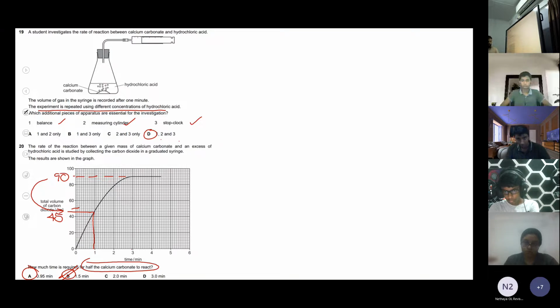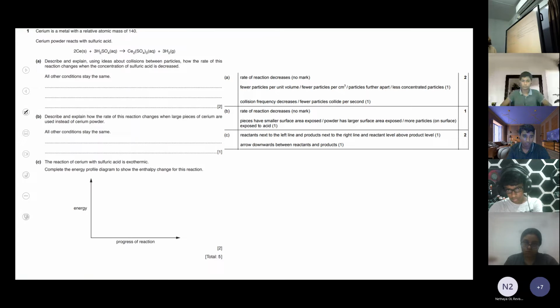All right. Okay, so let's go back. Next one. The reaction of cerium is exothermic. Complete the energy profile diagram. So you have cerium and sulfuric acid.